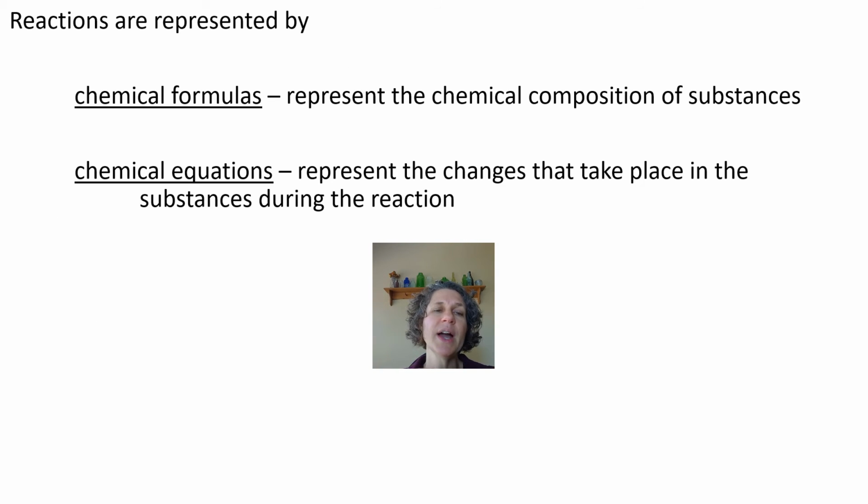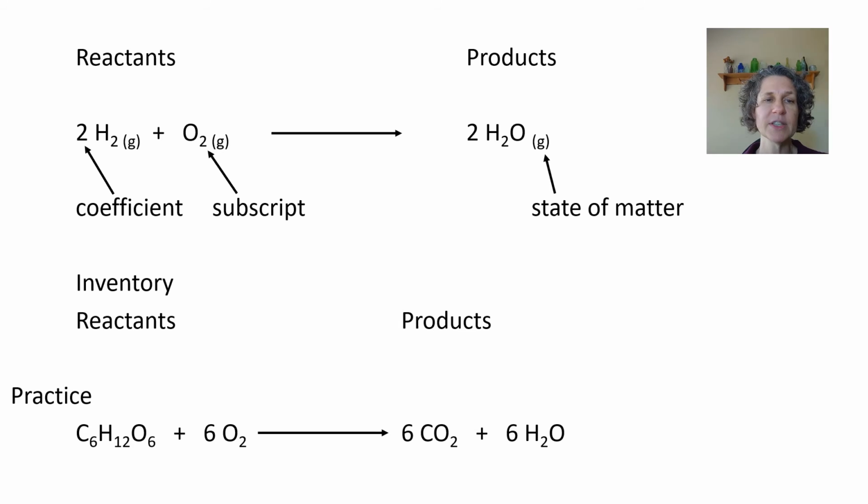Okay, so in reactions, you have different pieces of information. They have chemical formulas, and they represent just the chemical composition of substances like we've already talked about. And then you have the chemical equations. The equations represent the changes that take place in the substances during the reaction. So they are using the formulas to show you what is produced, what you get. I know that page seems really busy. This is a typical reaction.